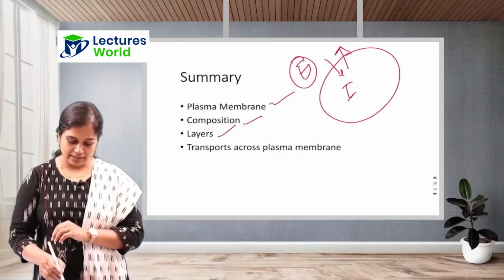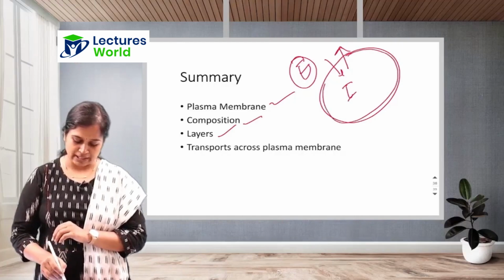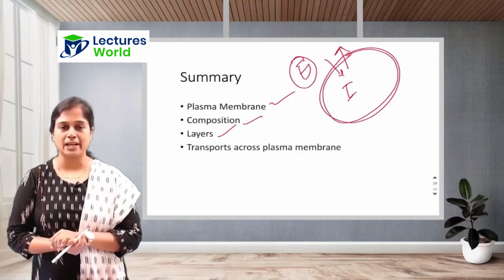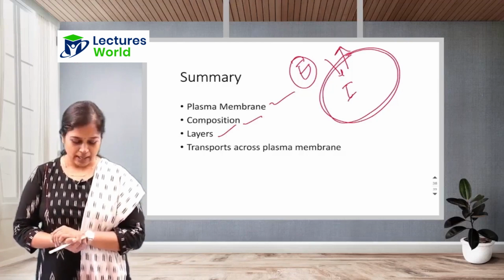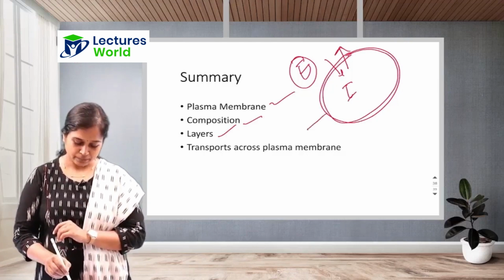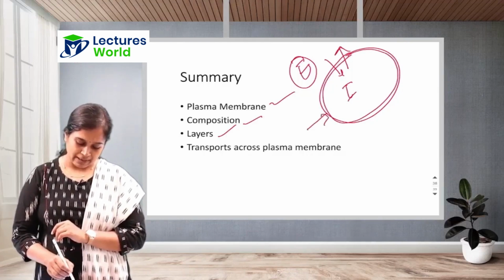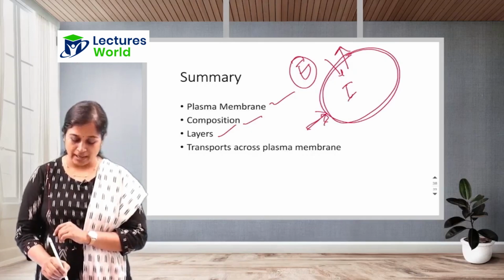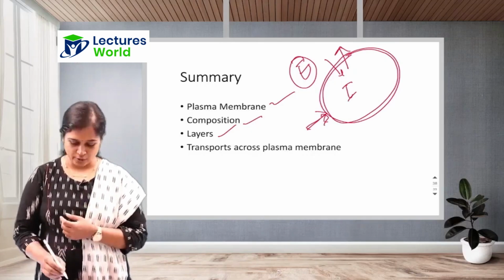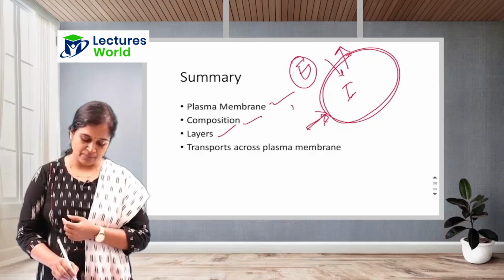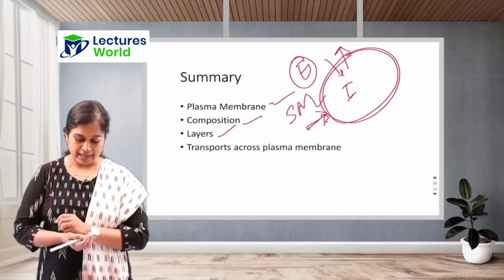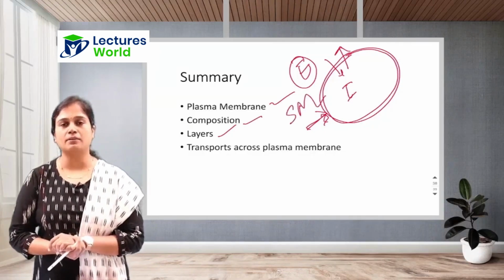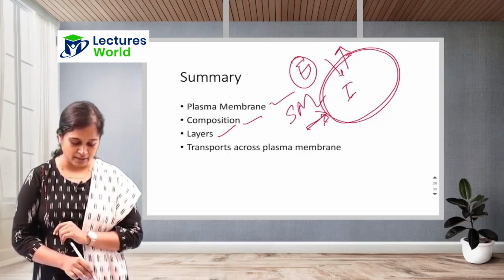And this cell membrane also maintains the shape and the size of the cell, and this membrane prevents the entering of unknown substances. It only allows certain substances. So it is called the semi-permeable membrane. And the most important function of the plasma membrane is the transport.